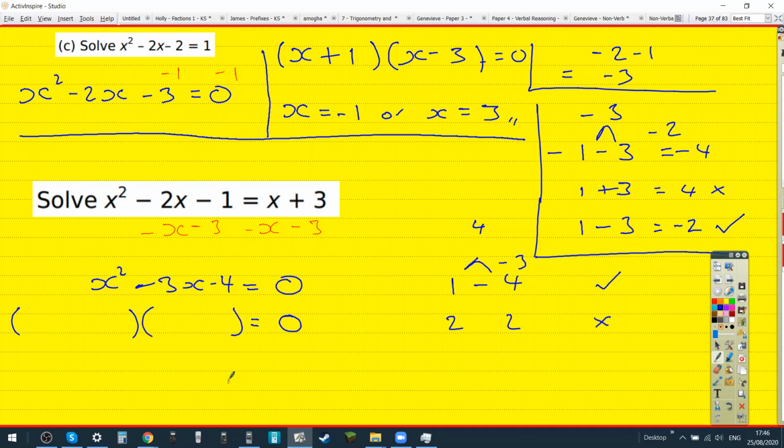So then x plus 1 and x minus 4. Yep. So then x will become -1, and x will become 4. That's it. Well done. And so, yeah, if it's not equal to 0, first make it equal to 0 and then solve it. Any questions there?